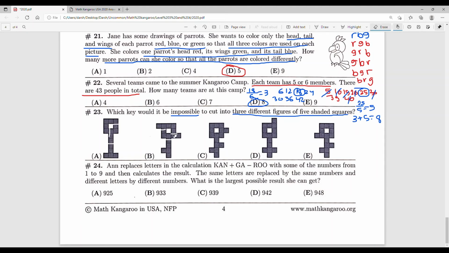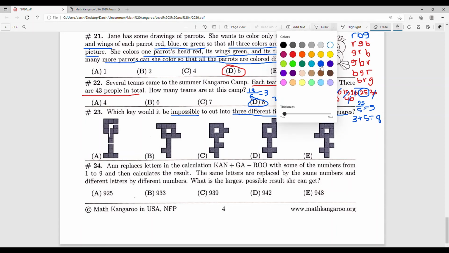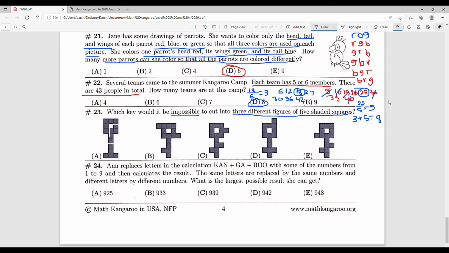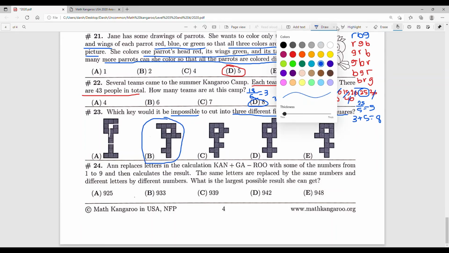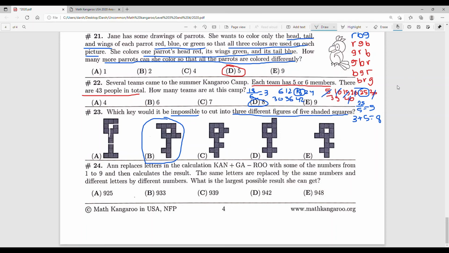So we can notice that no matter which combination we try, B is always going to be the same. So, B will never have 3 different figures of 5 shaded squares. Therefore, the answer number 23 is B. But we can go ahead and double check for the remaining C, D, and E.